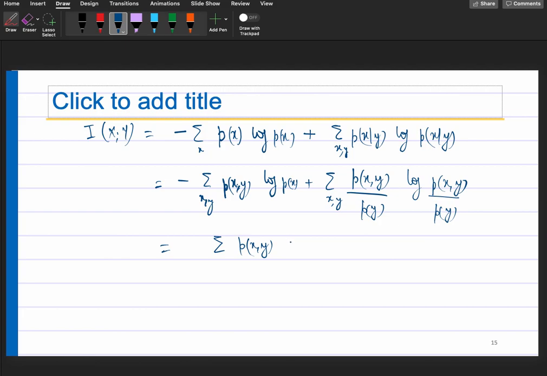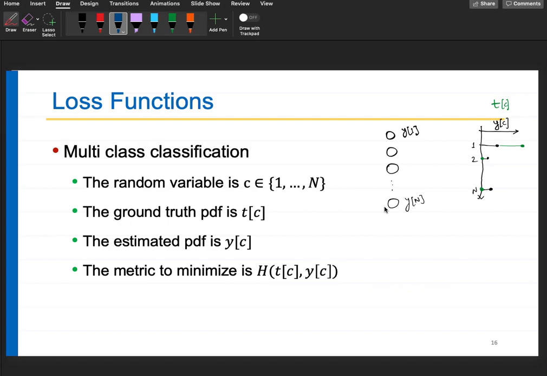How do I get rid of this p? I think I'm making some mistake. I think this p of y is not there. Let me reconfirm. Okay, I'll get back to this proof maybe later. I'm making some mistake. I missed some formula here. So okay, let's go to the next part.